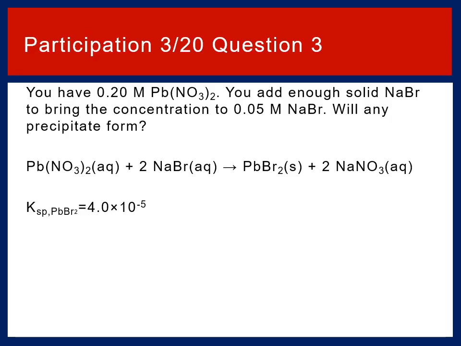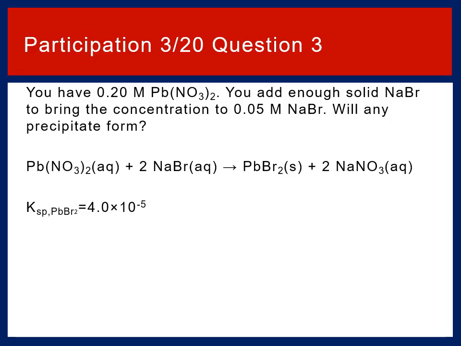Participation 320, question 3. You have 0.20 molar Pb(NO3)2. You add enough solid NaBr to bring the concentration to 0.05 molar NaBr. Will any precipitate form? Our relevant equation here is Pb(NO3)2 plus 2 NaBr becomes PbBr2 solid and 2 NaNO3 aqueous. And Ksp for PbBr2 is 4.0 times 10 to the negative fifth. This is the third question on participation 320, due Friday, March 20th at 11:59 p.m. over on Blackboard. Link to the assignment is right below the document where these videos are posted.